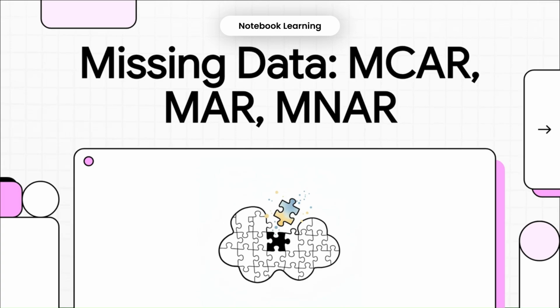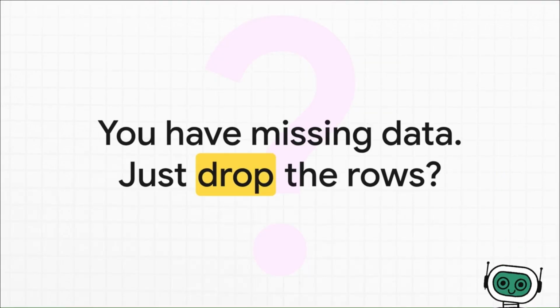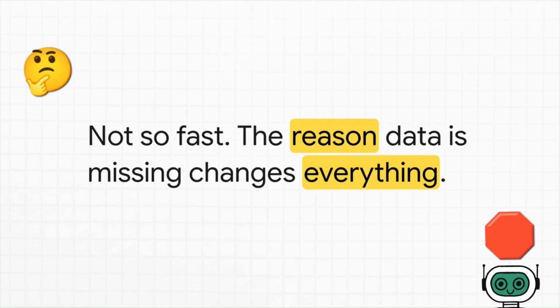Welcome to Day 5. Today, we're talking about a problem that every single person working with data runs into: missing values. So you've got a data set, and it's got nulls sprinkled throughout. What's the first thing you think of doing? For most of us, it's just drop the rows, right? Or maybe fill them in with the mean. Simple. But hold on, that quick fix can introduce some really subtle and sometimes serious bias into your analysis.